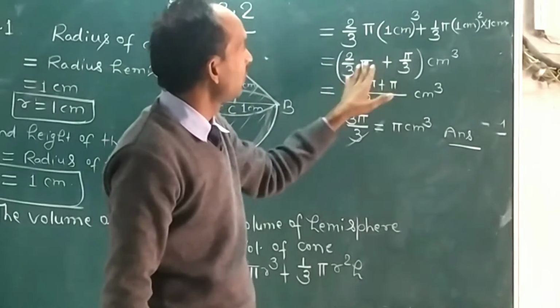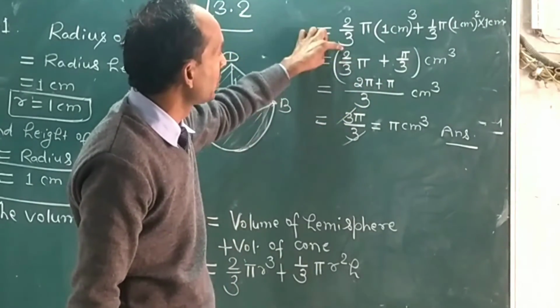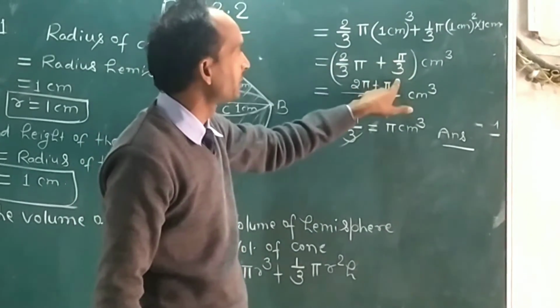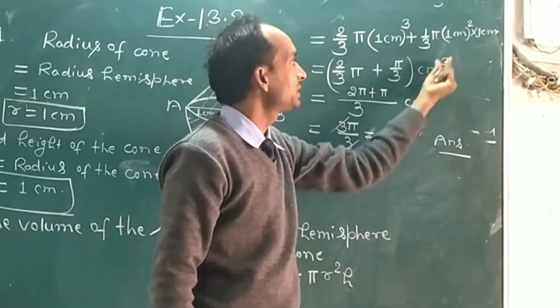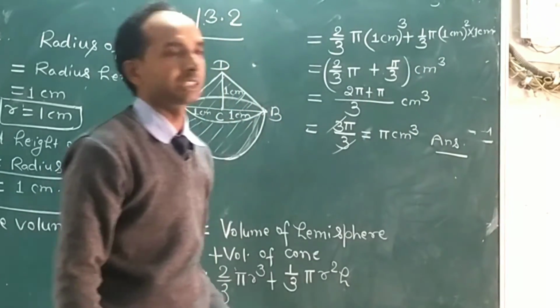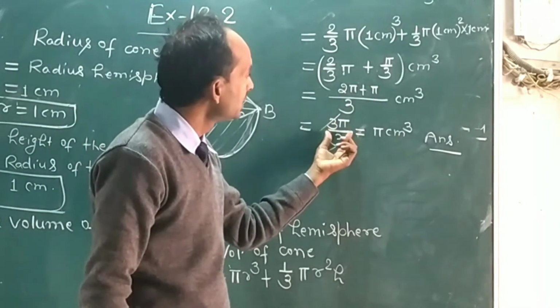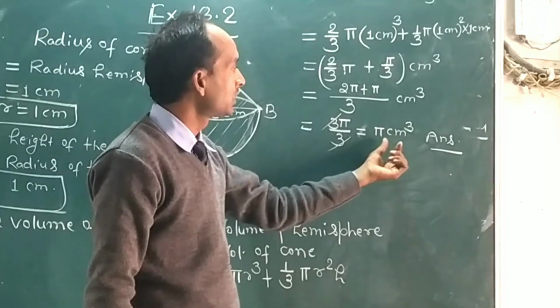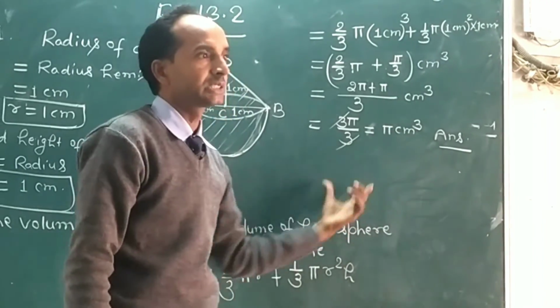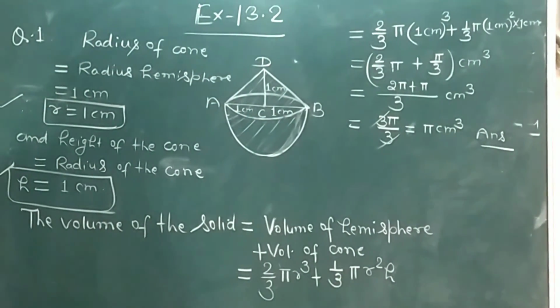Putting all these values we get, in terms of pi, 2 by 3 pi plus pi by 3, and the unit of volume is centimeter cube if all the measurements are given in centimeters. So it comes 3 pi by 3 equal to pi centimeter cube. This will be the total volume of the solid.